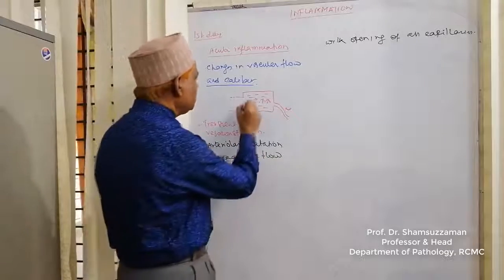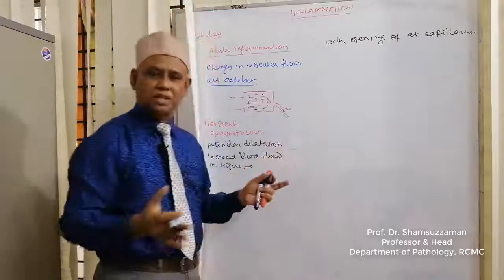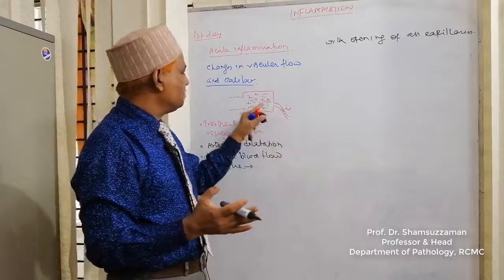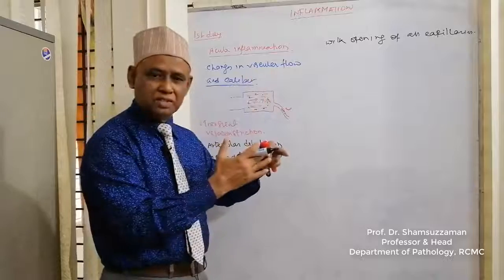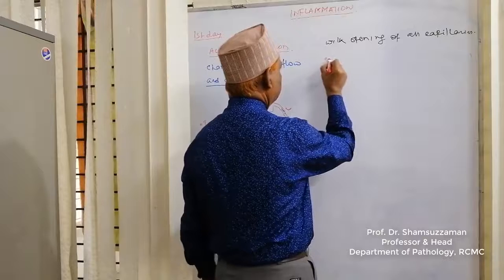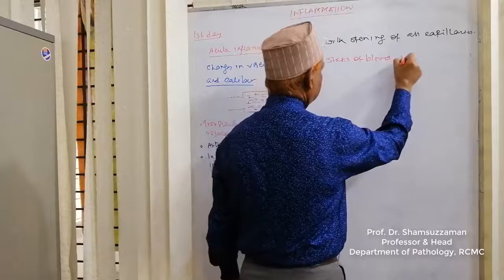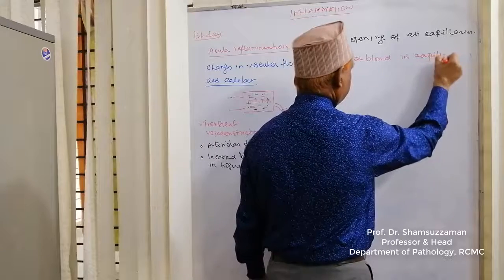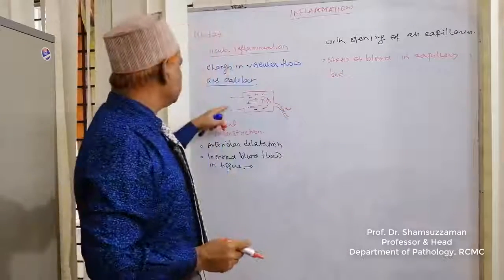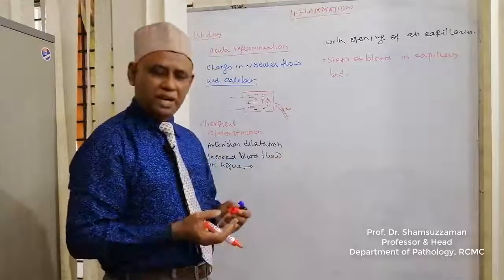Dear audience, now there is increased blood within the tissue, but draining of blood is not increased because the venule is not dilated. As the venule is not dilated, but there is increased flow of blood within the capillaries, there is stasis of blood in the capillary. Why stasis of blood? Because there is increased flow of blood in the capillary, but the venule is not dilated, so there is stasis of blood in the capillary bed.